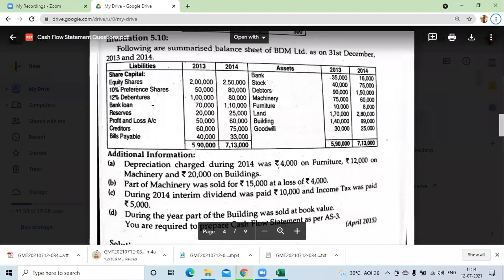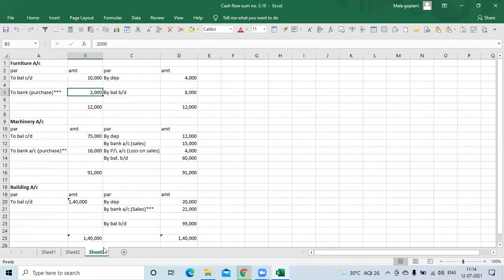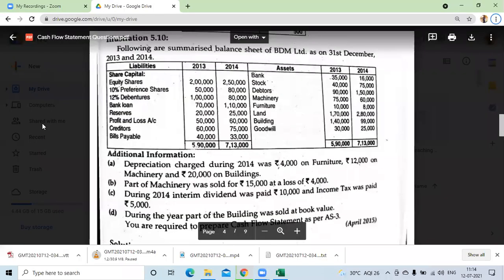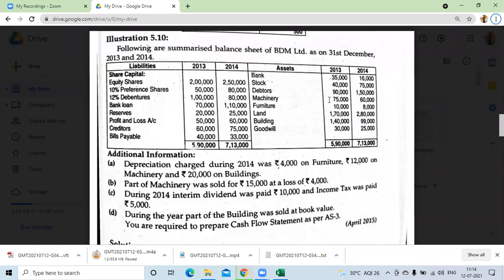Yes, ma'am. Done. So I think the furniture adjustment is over and the posting is also over. Anything else left apart from this? No, ma'am. Okay, now come to the machinery account. Let's see what the adjustments related to the machinery account are. Machinery has a depreciation, and part of machinery was sold for rupees 15,000 at a loss of 4,000. Can you tell me the opening balance of machinery? 75,000 on debit side. Very good. On the debit side, you will write to balance brought down 75,000.